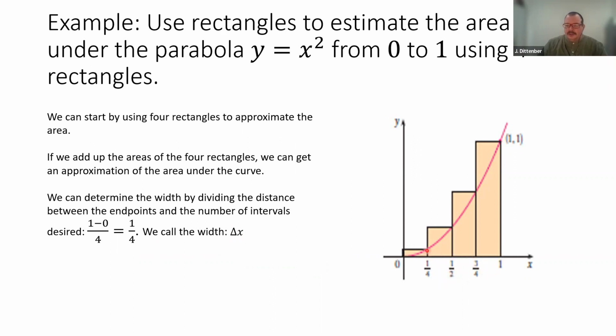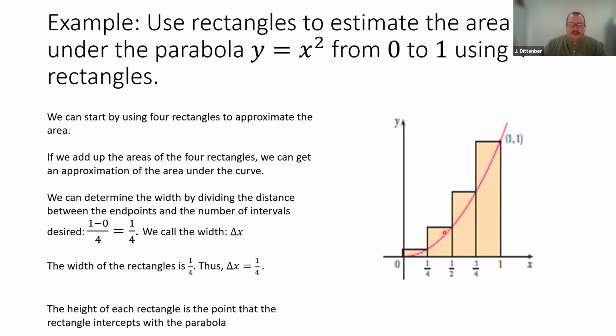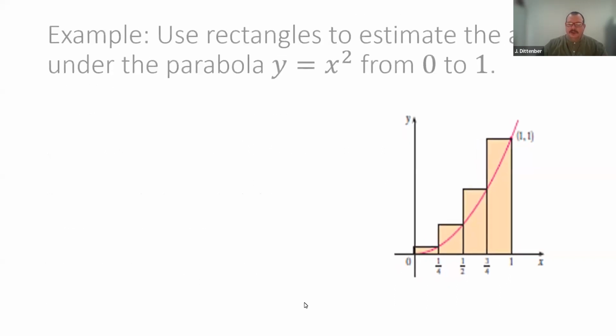The height of each rectangle is where the function intersects with the rectangle on the right-hand side. Okay, so we could find the area of these rectangles by taking 1 over 4 times the height of the function at this point, and then we add it up. Okay, so each rectangle has width delta x. The height of each rectangle is the point where the rectangle intercepts with the parabola.